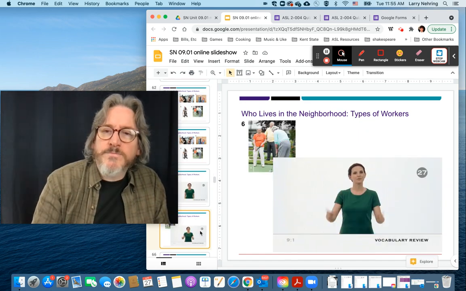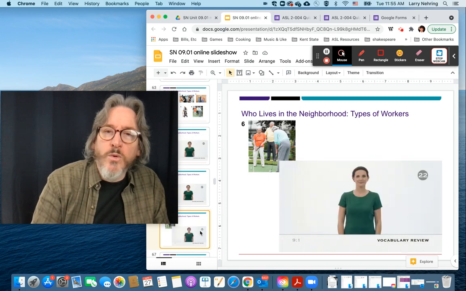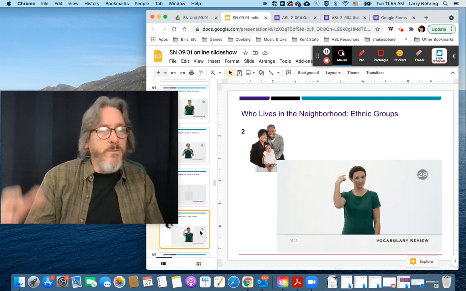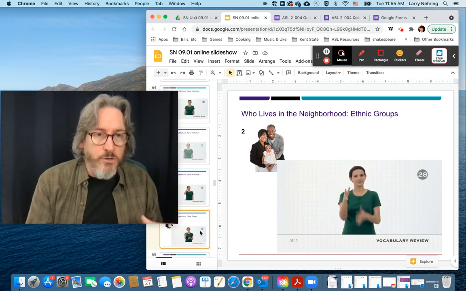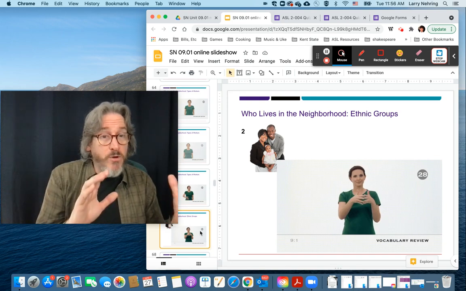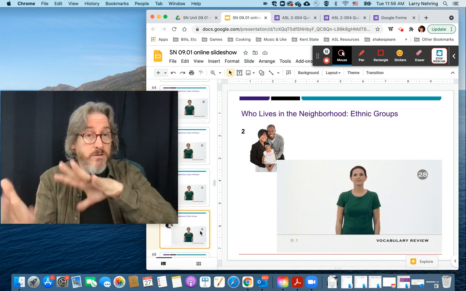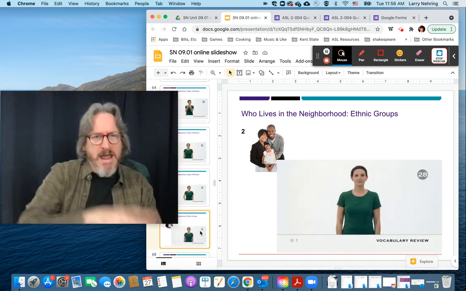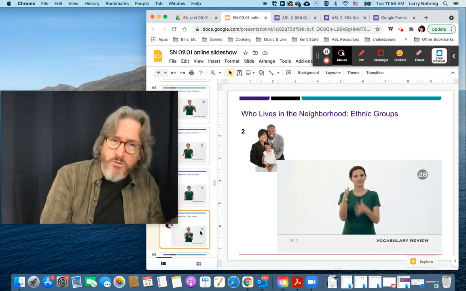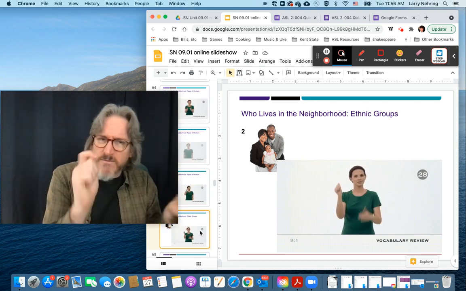Young family, old folks, retired people. And then we start getting into ethnic groups. She signs both Black, like I think she signs Black family, and African American. And there are a few different signs for African. Many of them are regional signs, and some of them have been changing.